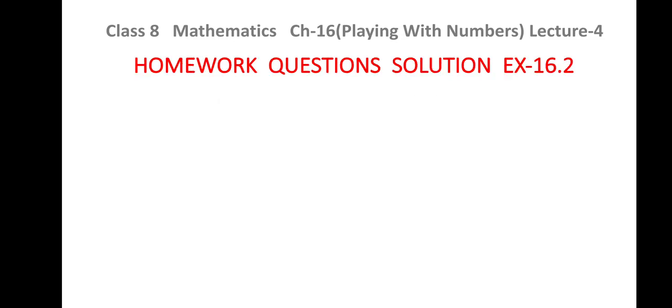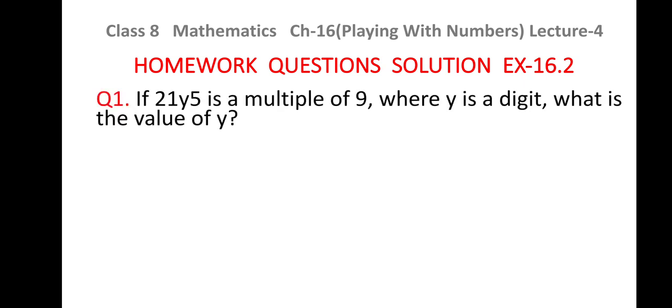Coming to the homework questions solution of exercise 16.2. Question number 1 is: if 21y5 is a multiple of 9, where y is a digit, what is the value of y? It is clearly written that the given number is a multiple of 9. For this, you should be aware of the divisibility rule of 9. What is the divisibility rule of 9? A number is divisible by 9 if the sum of its digits is divisible by 9.